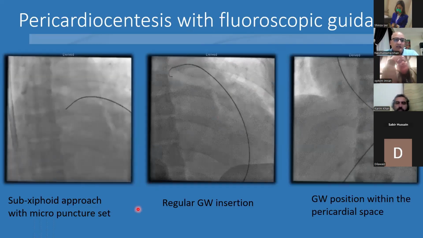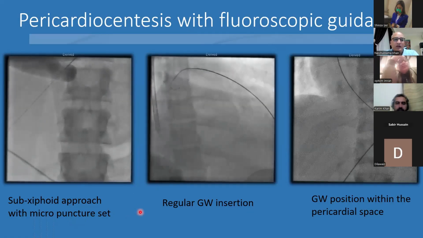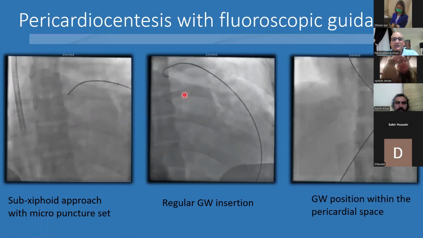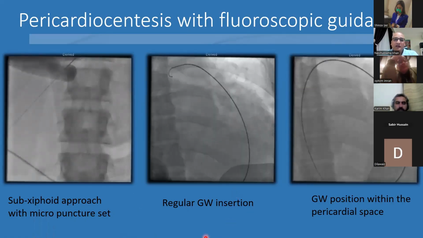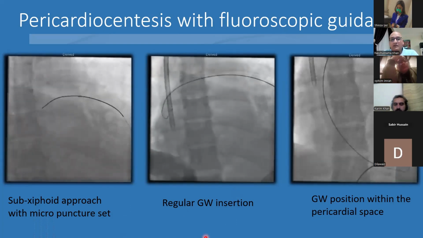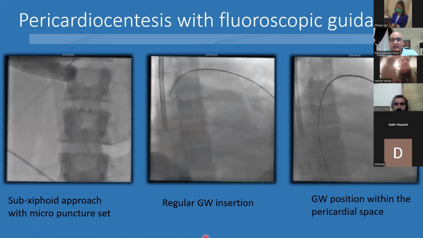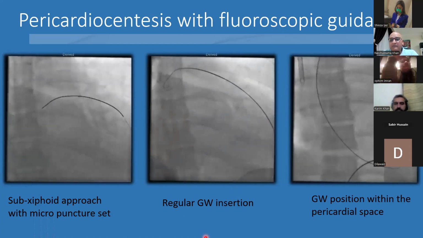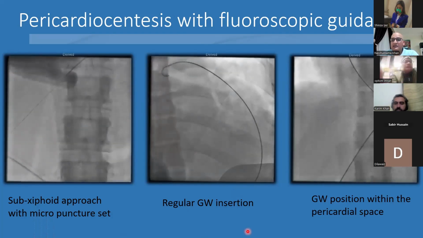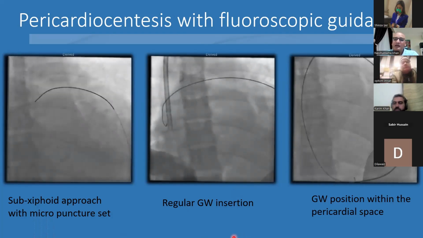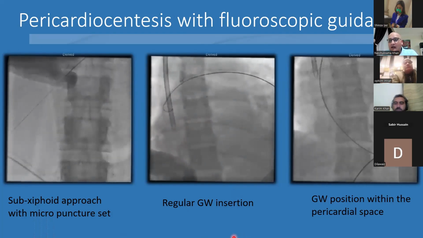In the first video, we can see the subxiphoid approach with a micropuncture set. In the second picture, we can see a 0.035 inch guide wire being inserted through the pericardial sac. And in the third picture, we can see the guide wire making a loop around the heart.